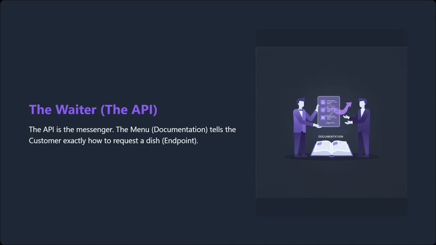The waiter brings a menu. That's the documentation to the customer. The menu tells the customer exactly what they can ask for and exactly how they need to ask for it. The waiter is the messenger who safely takes that specific request to the kitchen.